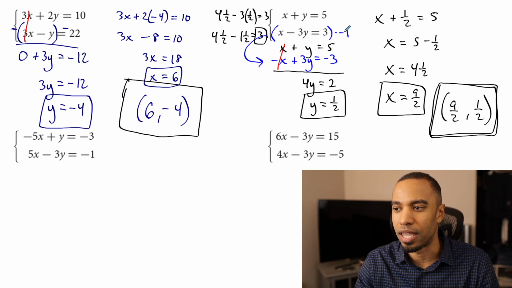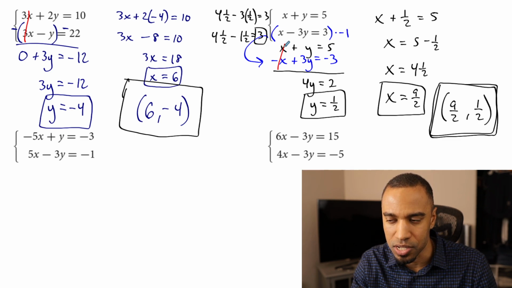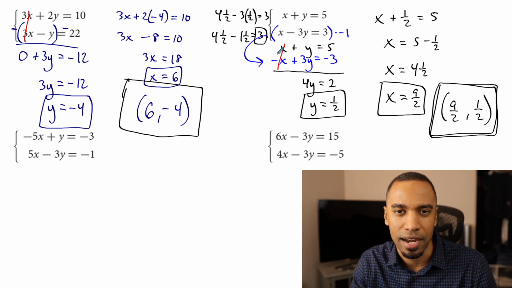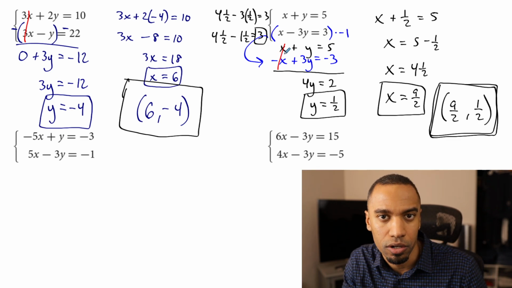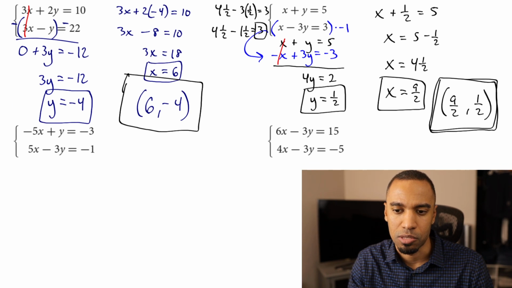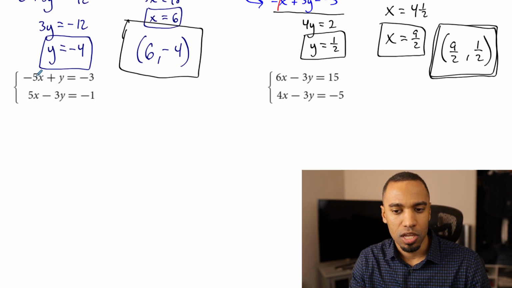So notice what I did here again. I multiplied by a negative 1 to change the sign. So I've created what are called additive inverses. There's a positive 1 and a negative 1 that cancel out to make 0 when you add them together, and that's the main goal.